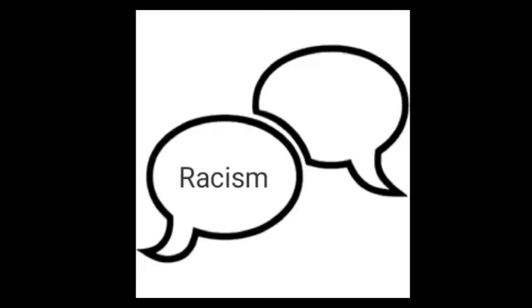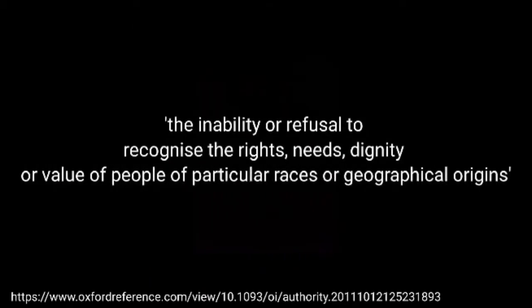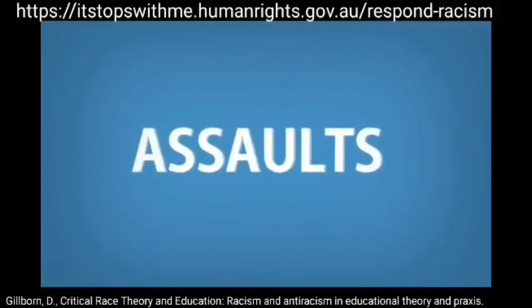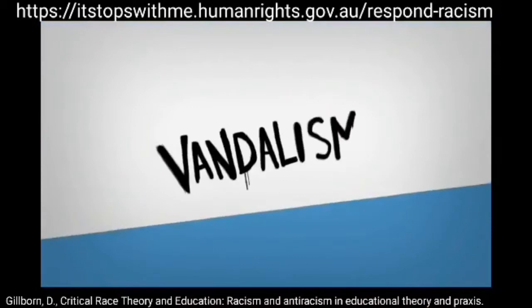Did you know the earliest usage of the word racism can be dated back to the 1902 Oxford Dictionary? Presently, the Oxford Dictionary defines racism as the inability or refusal to recognise the rights, needs, dignity or value of people of particular races or geographical origins. Despite this, the definition of racism is highly disputed and can be considered to be quite controversial.